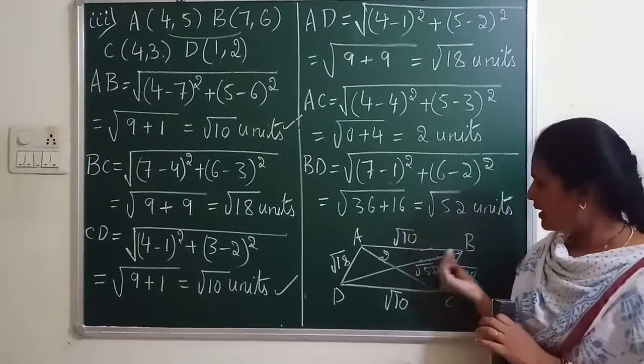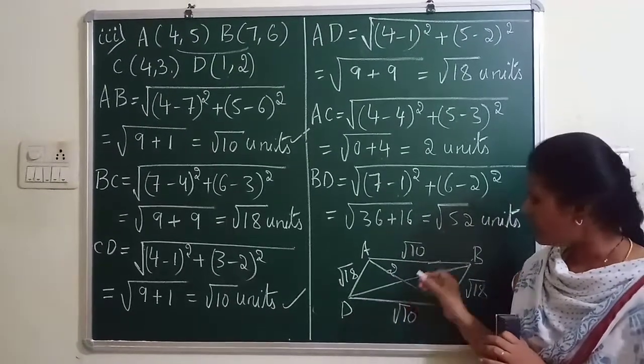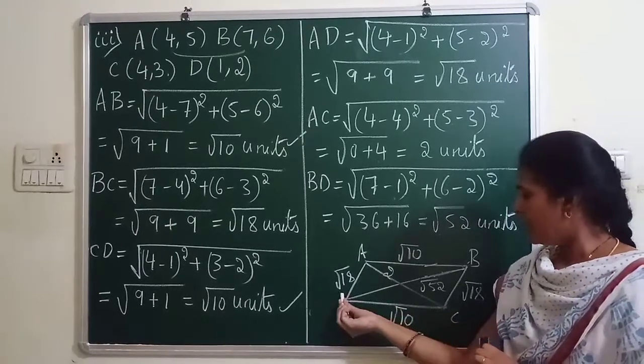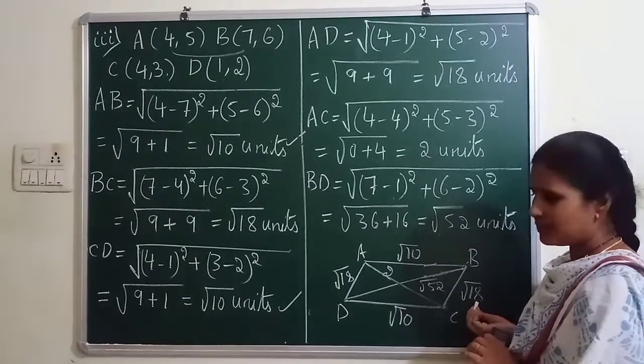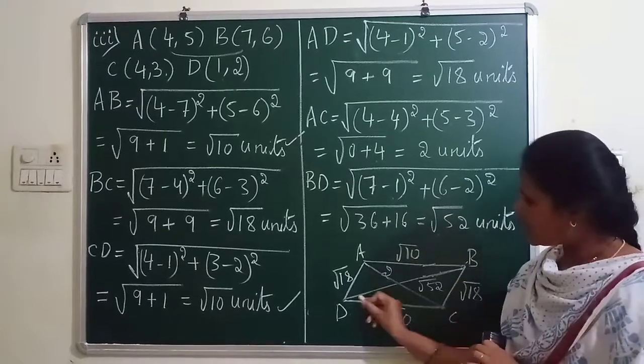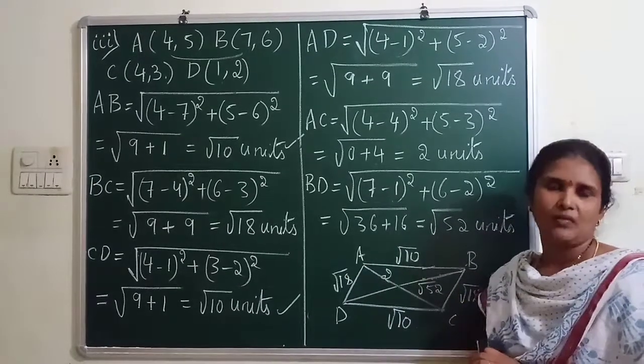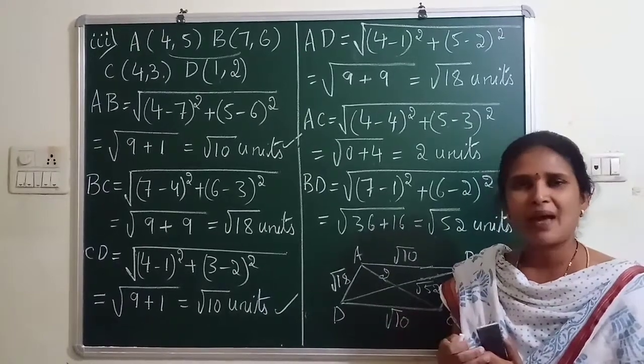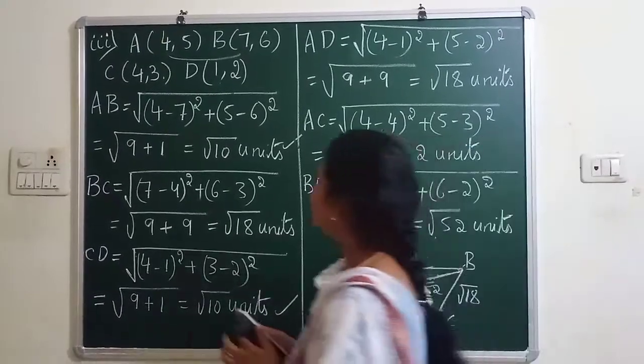You can see here A, B, C, D, which I marked. AB equals CD, that is root 10, root 10. AD equals BC. This pair is equal. And what about the diagonals? The diagonals are not equal. So tell me, from your previous knowledge, what will you conclude, whether it is a parallelogram or a rectangle? Think about it.